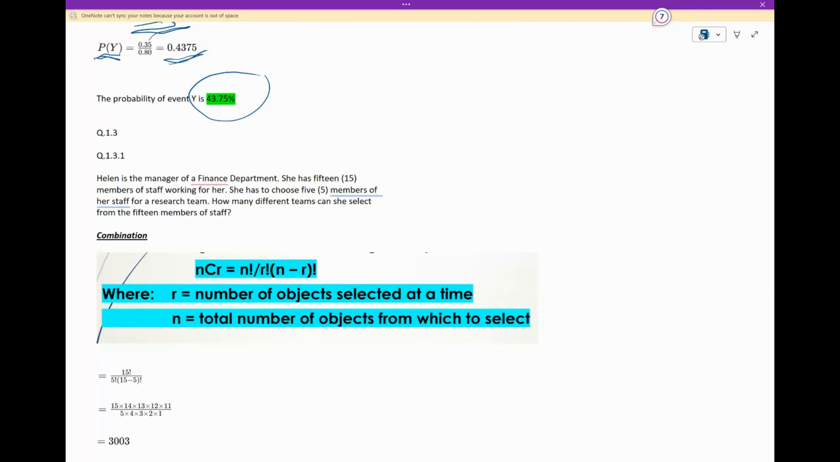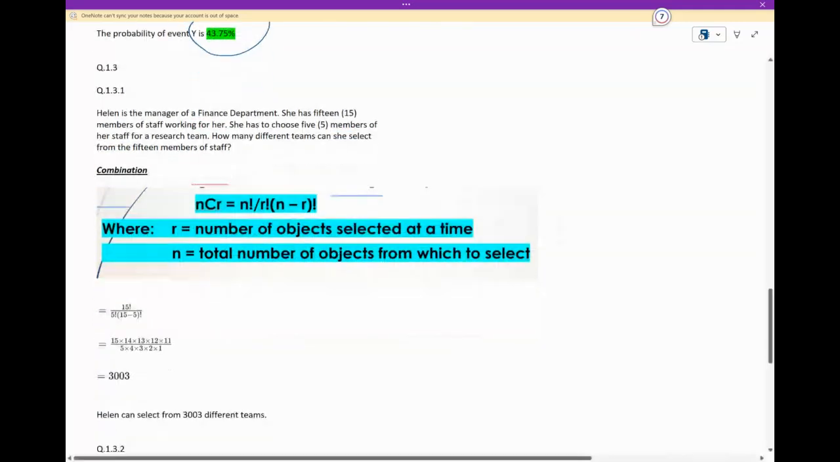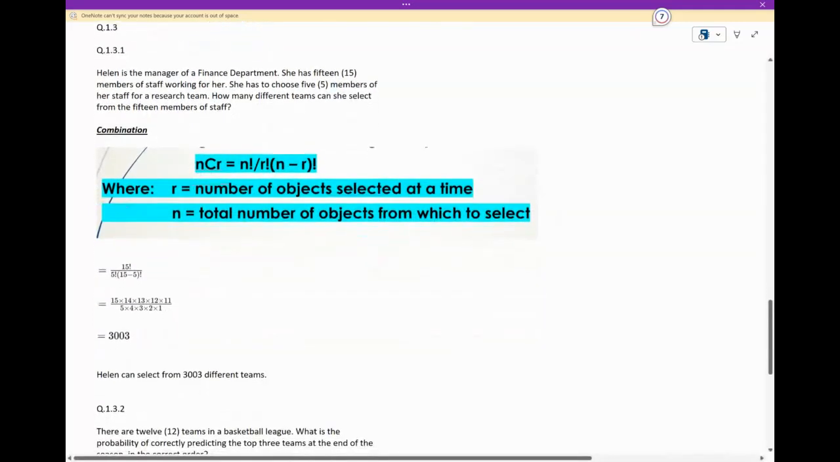Okay, then here they are bringing just two questions that they have not asked us in the other questions that we've looked at thus far. Here they are testing you on your combinations and your, what do you call that thing? Permutations, probabilities. Okay, so here they say Helen is a manager of a financial department.